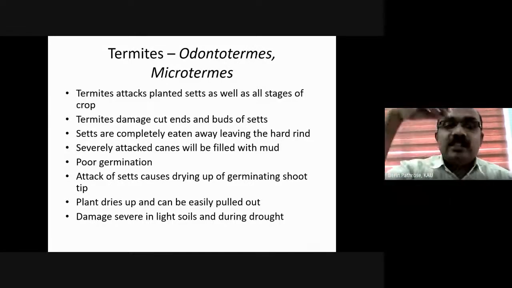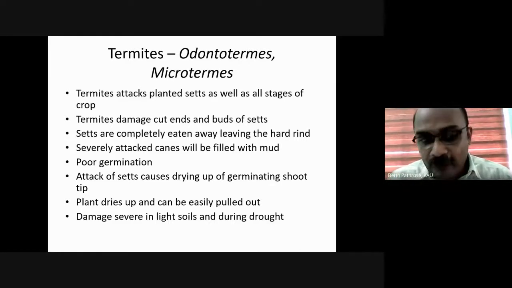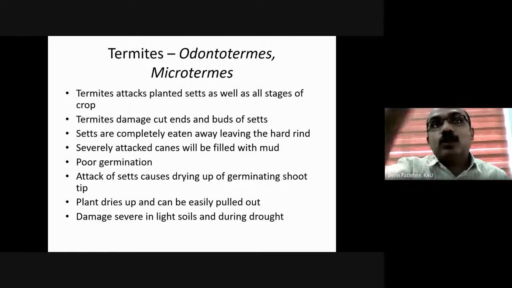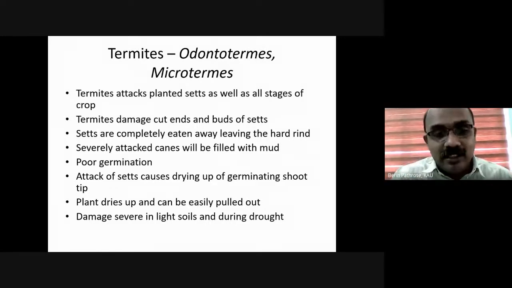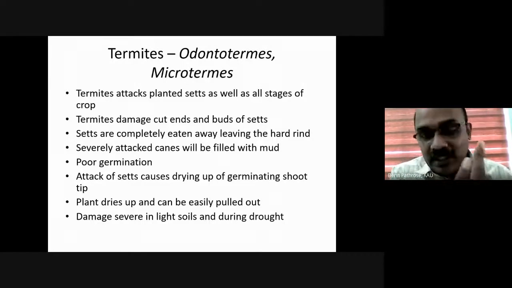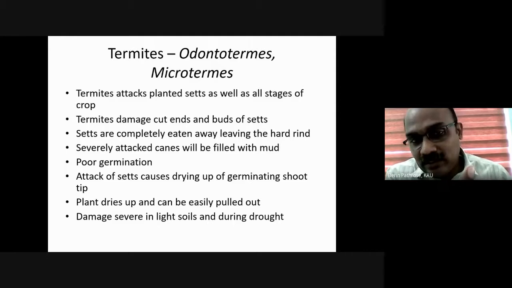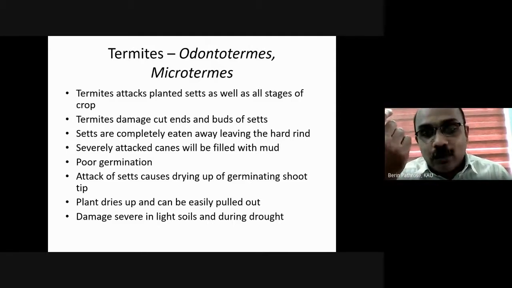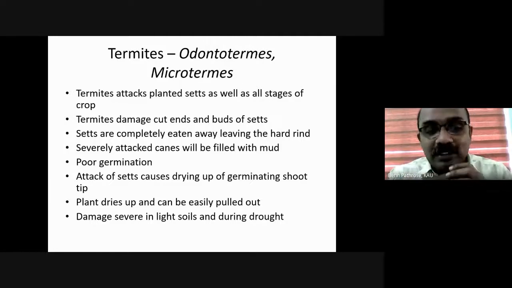The buds will be damaged, and it will lead to poor germination because there won't be any bud. It will be completely eaten away by the termites. So it will lead to poor germination. Even if there is slight germination happening in the sets, it will slowly start drying up because the entire set will be fed upon by the termites.